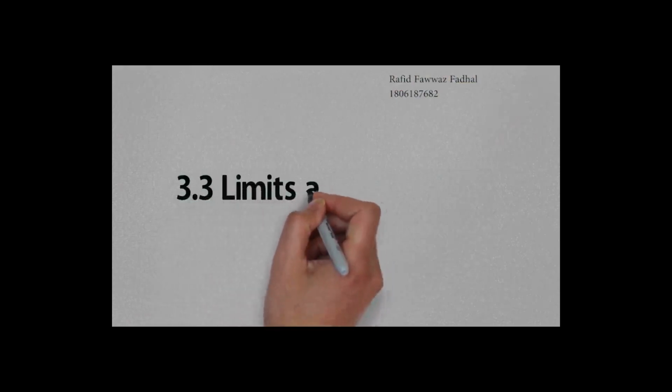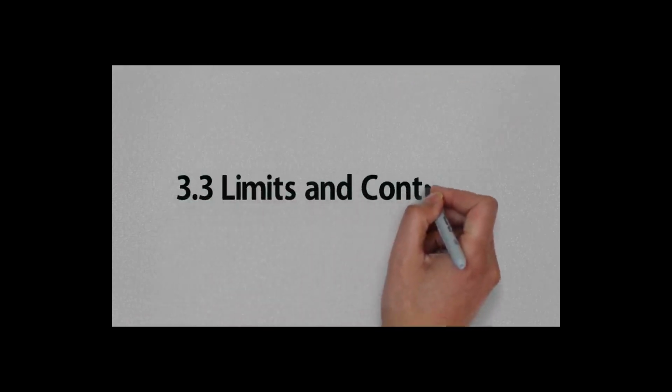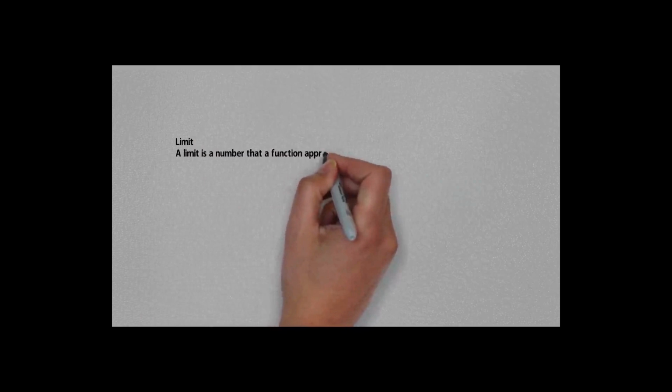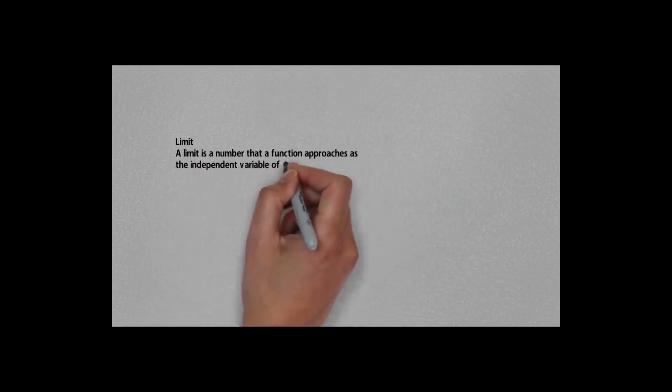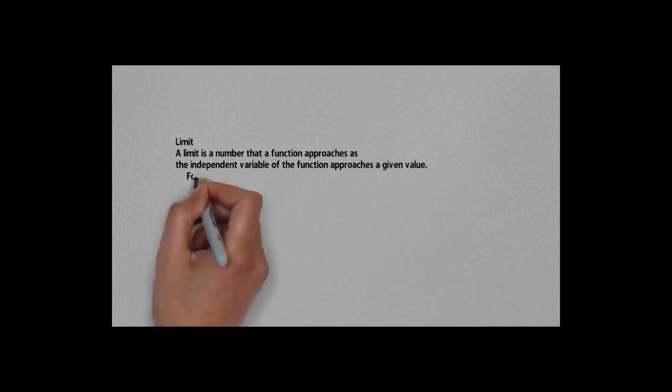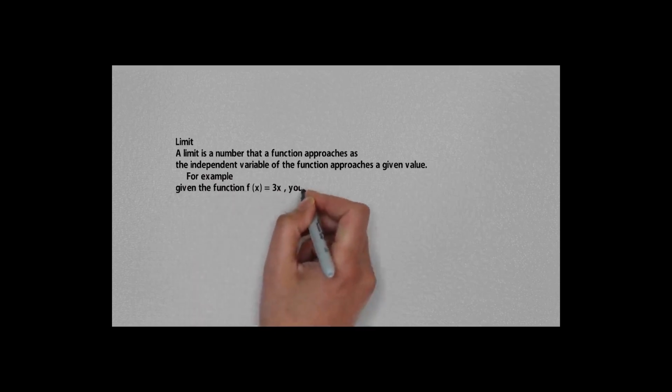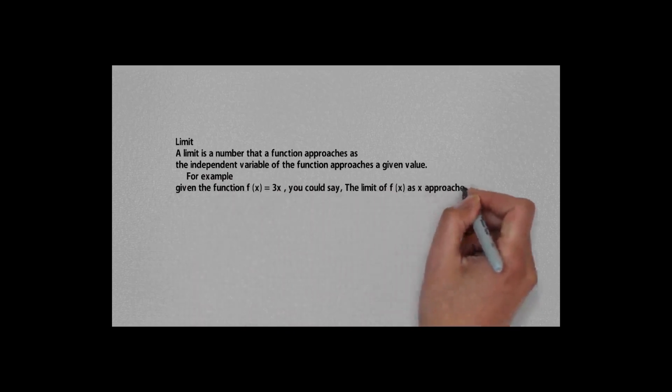3.3 Limits and continuity. Limit. A limit is a number that a function approaches as the independent variable of the function approaches a given value. As you can see, this is an example of the limit.